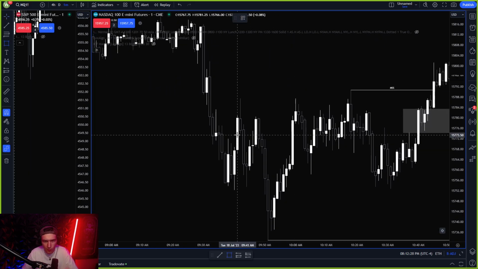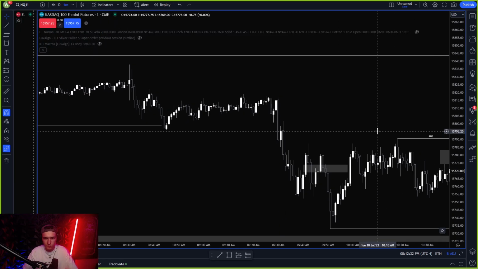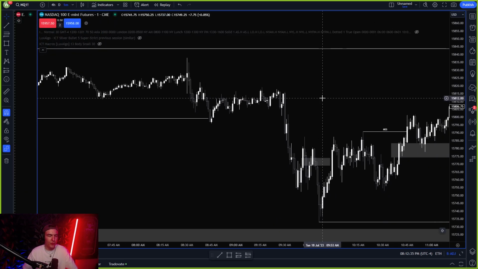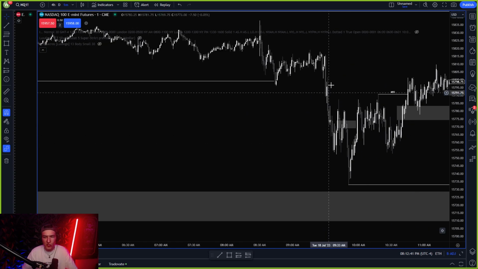This I got stopped out in the morning. This was the setup here. Now, this is a scout model. It's kind of a scout model. The reason why I say this is a little bit of an invalid scout model is because the SMT cuts through price action. But this is what I'm looking for, right?